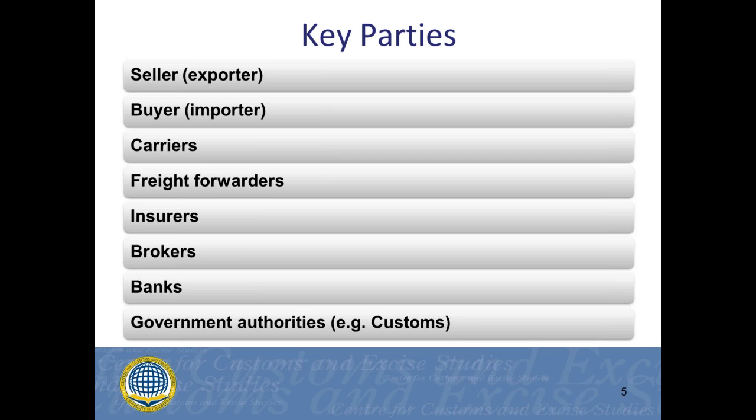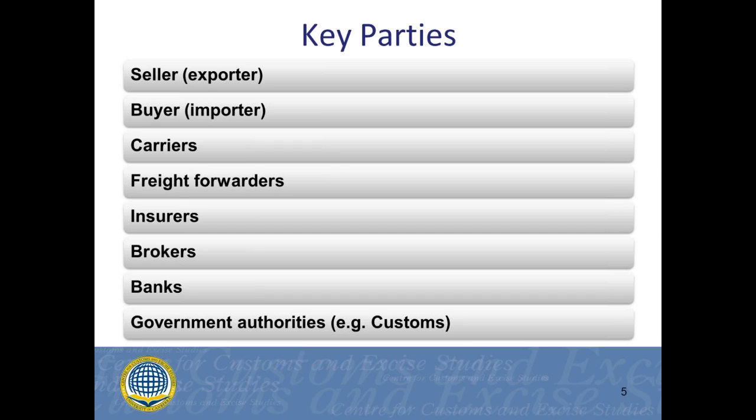On this slide, we will look at some key parties that are involved in international trade transactions. The transaction only occurs because of the two principal parties, that is the willing buyer and the willing seller. And these principal parties, the buyer and seller, or sometimes they are referred to as exporter and importer, need to manage their interaction carefully, particularly in relation to exchange of documents.